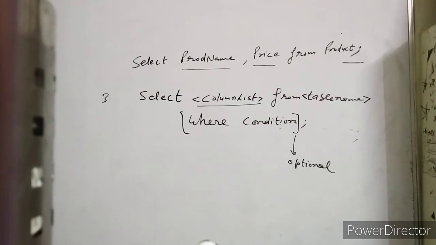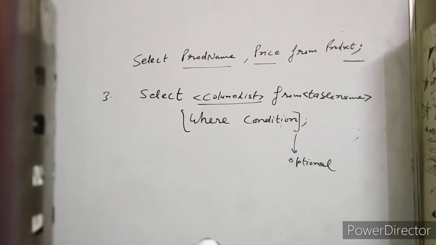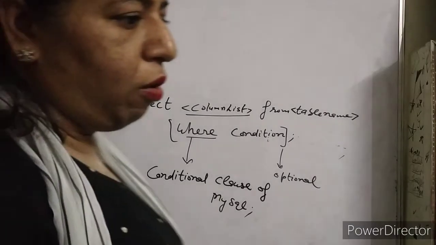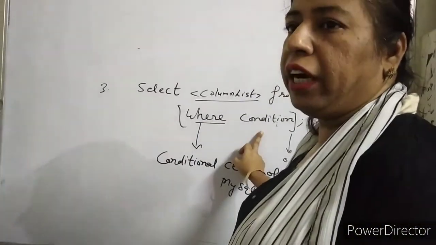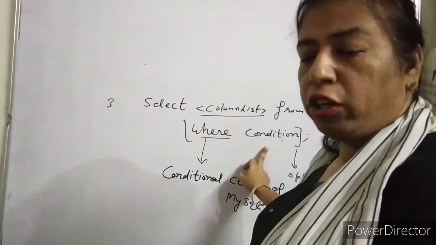DML commands work on the records stored inside the table, or data stored inside the table. For example, insert, delete. Those records will appear now which meet the given criteria or given condition. Not all the records will be displayed.